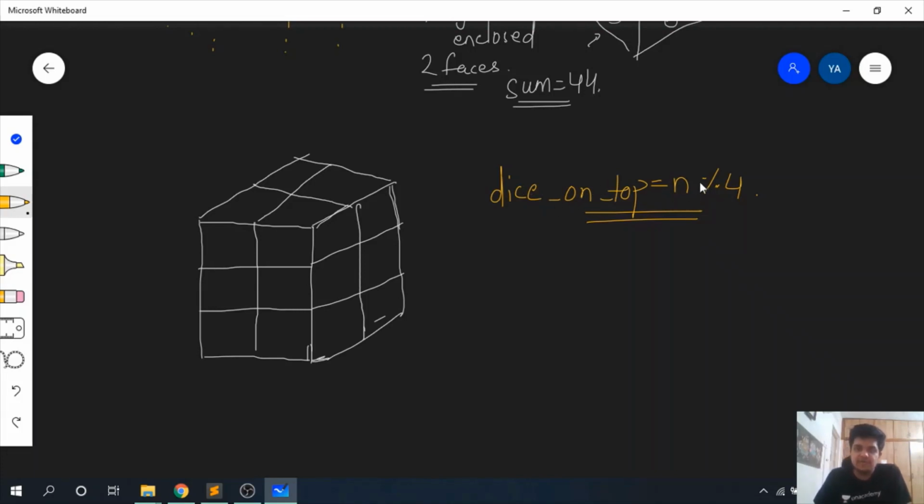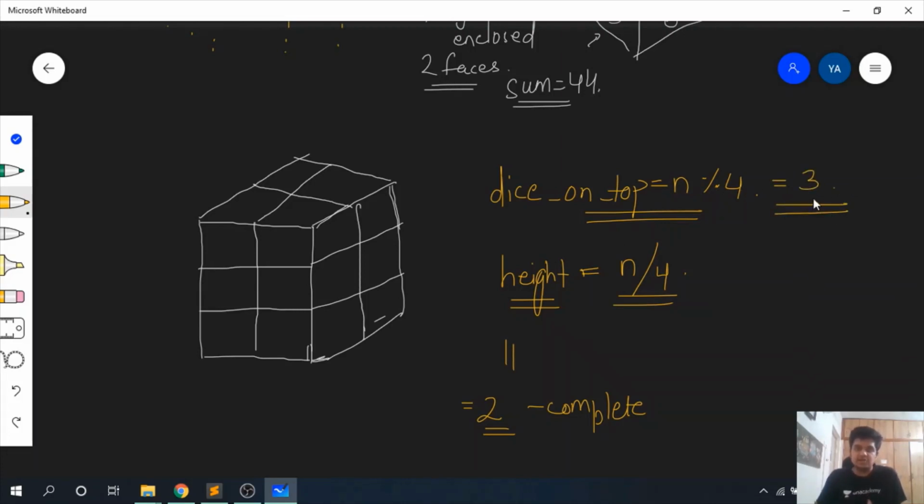So dice on top will be n mod 4. So the remaining dice, we can calculate the height. Height can be calculated as n by 4, and the height will give us the number of complete stacks, right? So if n is equal to 11, then height will be equal to 2. So 2 will be the number of complete stacks, and the dice on top will be n mod 4, so it will be equal to 3. So there will be 3 dice on the top.